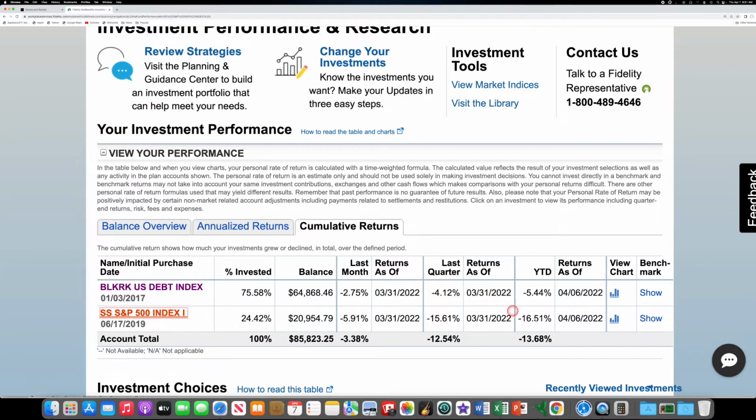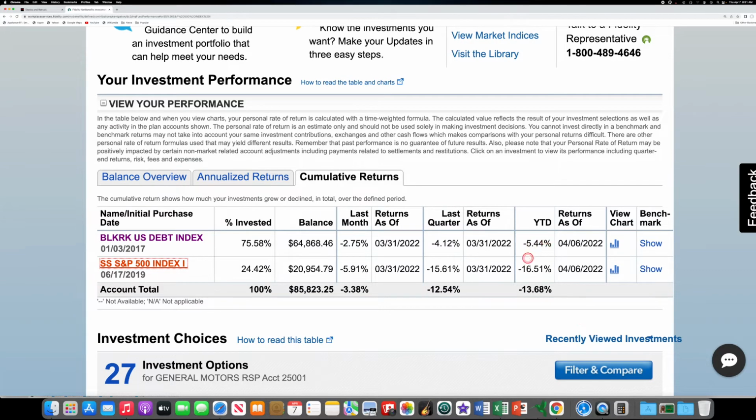Now let's talk some numbers. Based on these numbers, in the year-to-date column, Fidelity is telling me that this is my best fund, BlackRock US Debt Index. And the reason I know that, this is the smaller negative number. I wish these were positive numbers, but I am losing money, so they're negative. This number right here, 16.51%, that they're saying that's how much I've lost since March 29th, and that is not true. And I will show you it is not true.